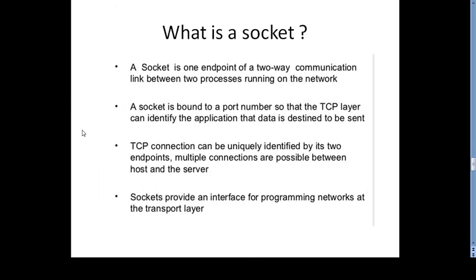Then what is meant by socket? We can define a socket as one endpoint of a two-way communication link between two processes running on the network. A socket is bound to a port number so that the TCP layer can identify the application to which data is destined to be sent. A TCP connection can be uniquely identified by its two endpoints. Multiple connections are possible between host and server. A socket provides an interface for programming between the network and transport layer.